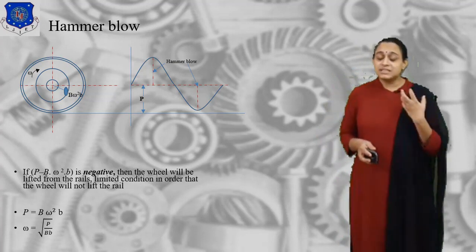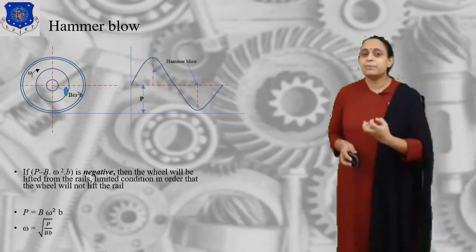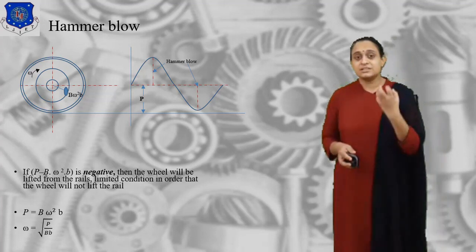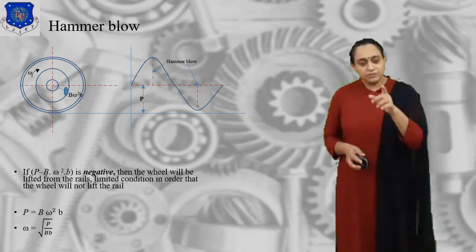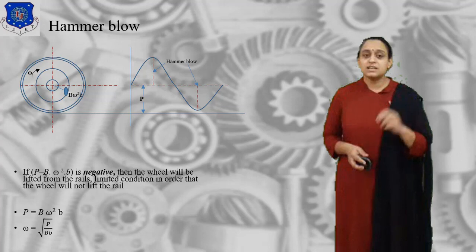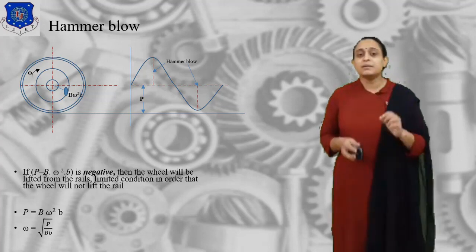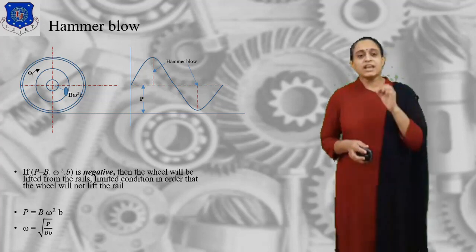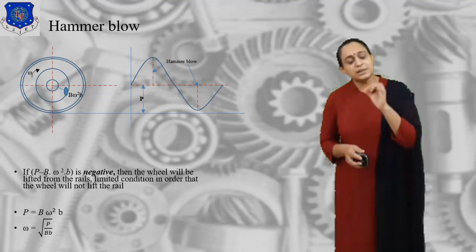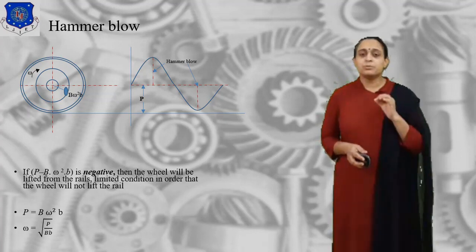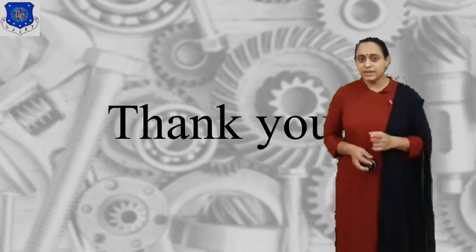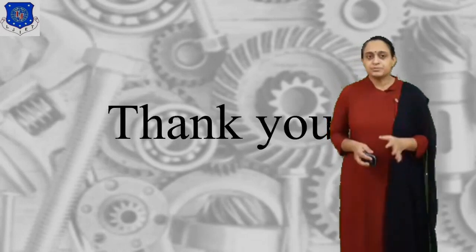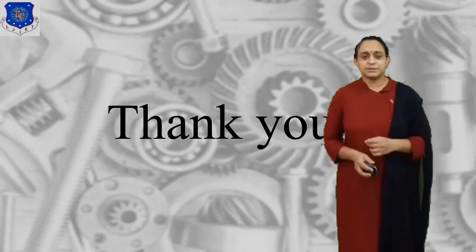So if there is a change in the speed, it will give us the hammer blow effect and we have to reduce it. So for reducing this effect, we have to use this limiting effect as omega is equal to root of P by B into b. It means we have to take speed as the limiting criteria. So speed should be limited. So these are all three equations: variation of tractive force, swaying couple as well as hammer blow. If you have any doubt, you can contact me. Thank you.